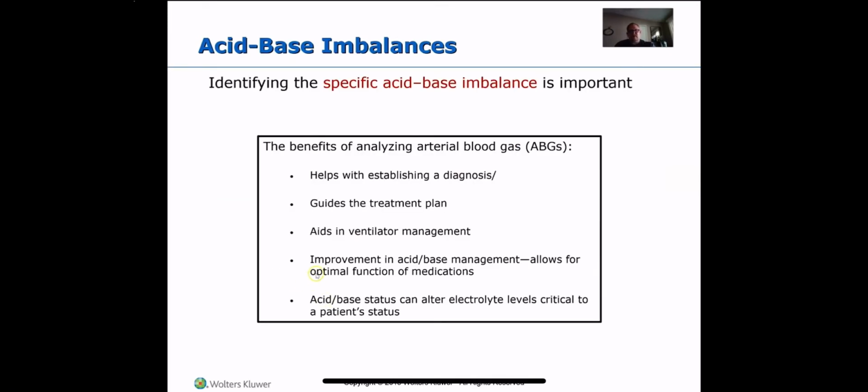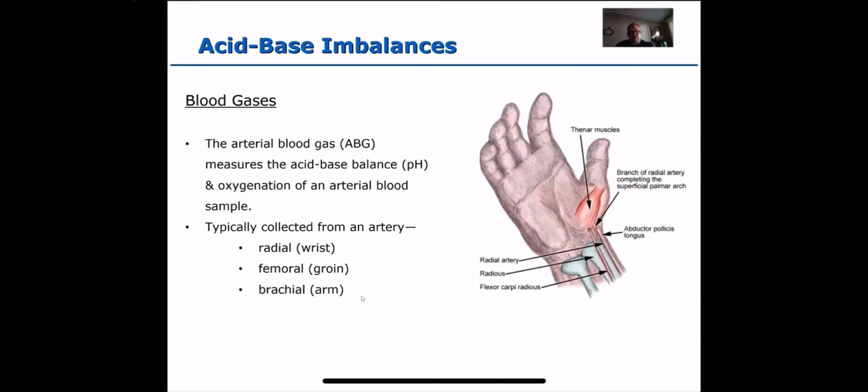When you're identifying a specific acid-base imbalance, it's important because each one has a different treatment. You're going to be using this by analyzing arterial blood gases. This helps with the diagnosis and guides the treatment plan. When you have a patient on a ventilator, or you're trying to wean vents or do anything with oxygen, a lot of times you'll look at acid-base, your ABGs or your VBGs, to check on how they're progressing.